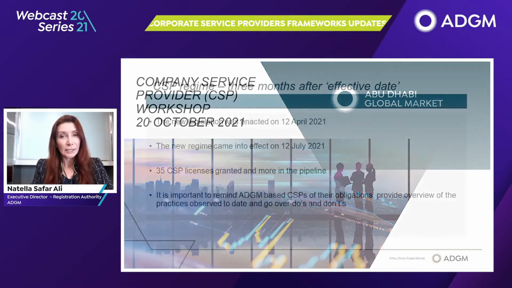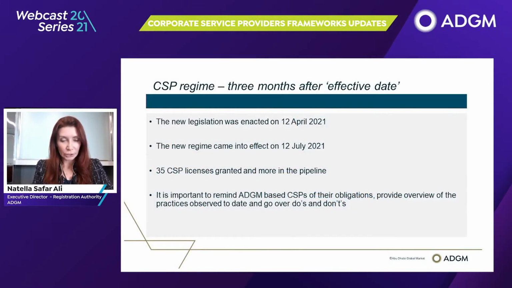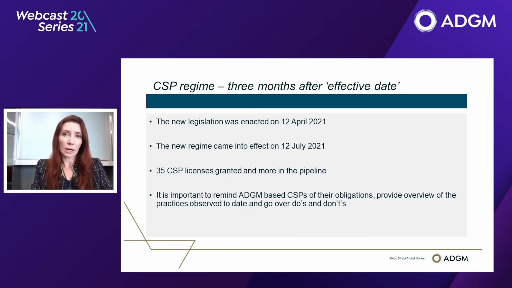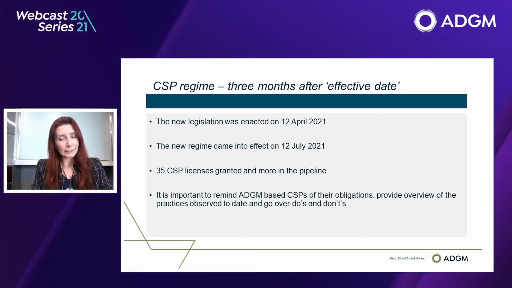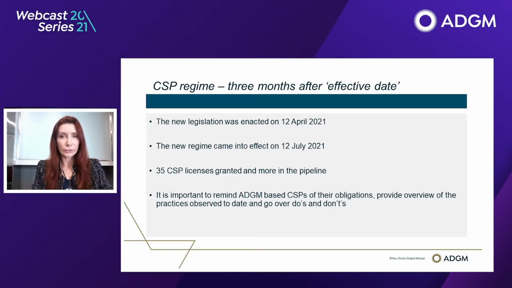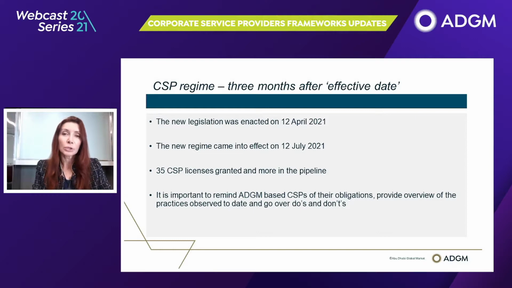It has been 6 months since the new legislation introducing the CSP regime was enacted on 12th of April 2021. And it has been 3 months since the regime came into effect on 12th of July 2021. We thought it would be a good time to hold this workshop. Since the effective date, we have licensed 35 ADGM-based company service providers. We have more in the pipeline, and that includes conversion of the existing ADGM firms and the new applicants. Further, since the effective date, we have also granted exemption to appoint a CSP for several SPVs which qualify for exemption.